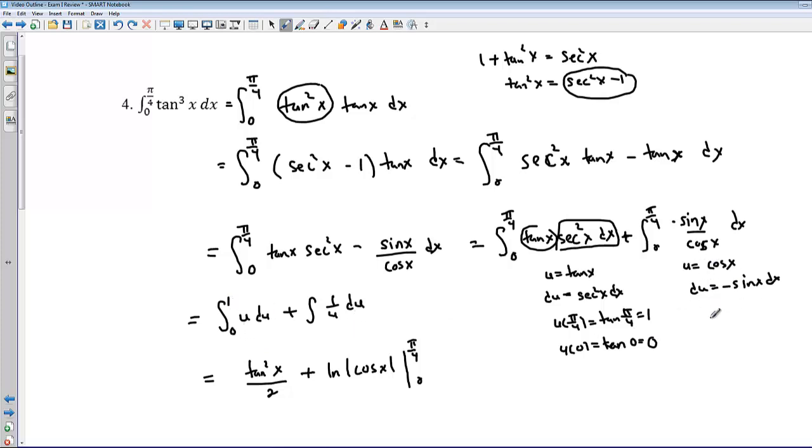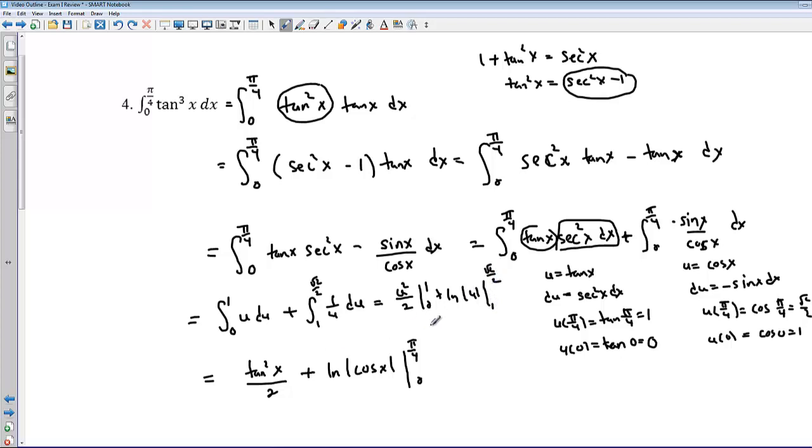And here my limits, I have a different u, right? So now I have u of pi over 4, which this one is equal to cosine of pi over 4, which is equal to root 2 over 2. And then I have u of 0, a different u than last time over here, so I'm using this u. And so that's cosine of 0, and that's equal to 1. And so this one is going from 1 to root 2 over 2. And so then I can integrate these, and I would get u squared over 2 from 0 to 1 plus ln absolute value of u from 1 to root 2 over 2.